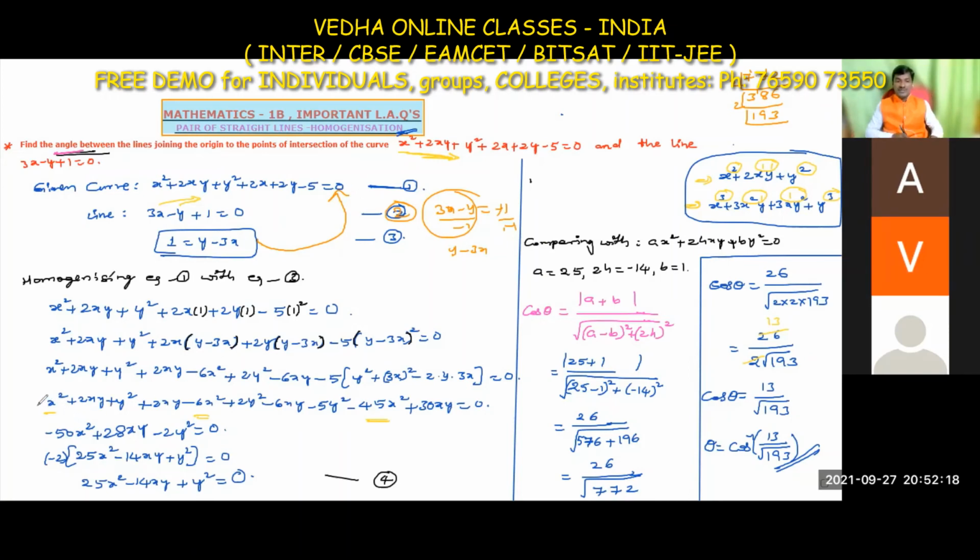Observe this step, or any step from here onward, all the powers are equal. All the powers are equal, right? All the powers are equal means we are homogenizing the equation, that is, we are making all the powers equal. Understood? For that, we took the equation of the curve, homogenizing equation 1 with the help of equation 3.